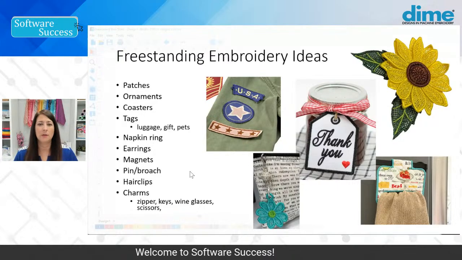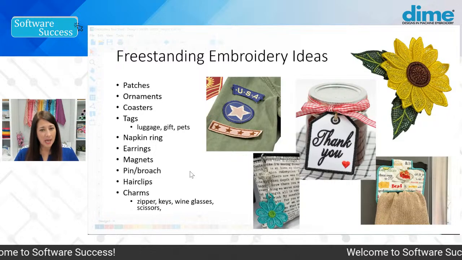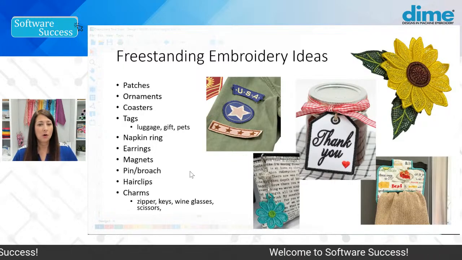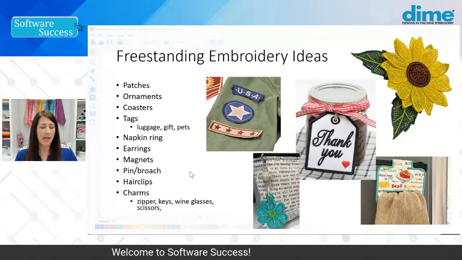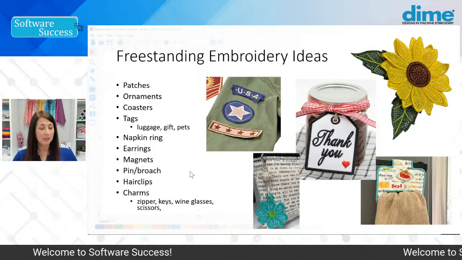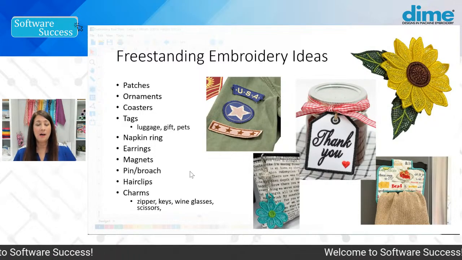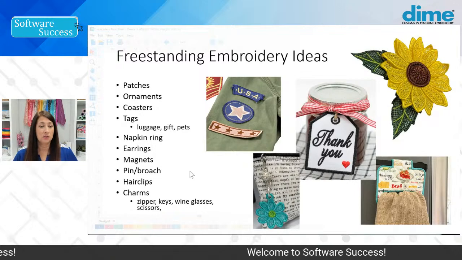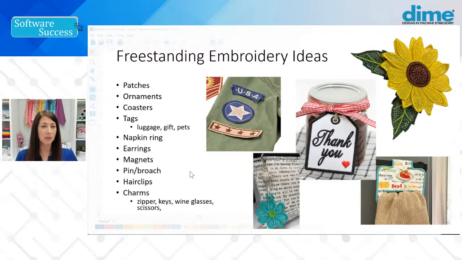And of course, we always put other decorative things on our coasters, but tags. So think luggage tags, gift tags, or even pet tags. And I'm sure you could think of some other things for tags as well. So what about a napkin ring? Just a rectangle of fabric with that satin edge around it to be turned into a napkin ring.